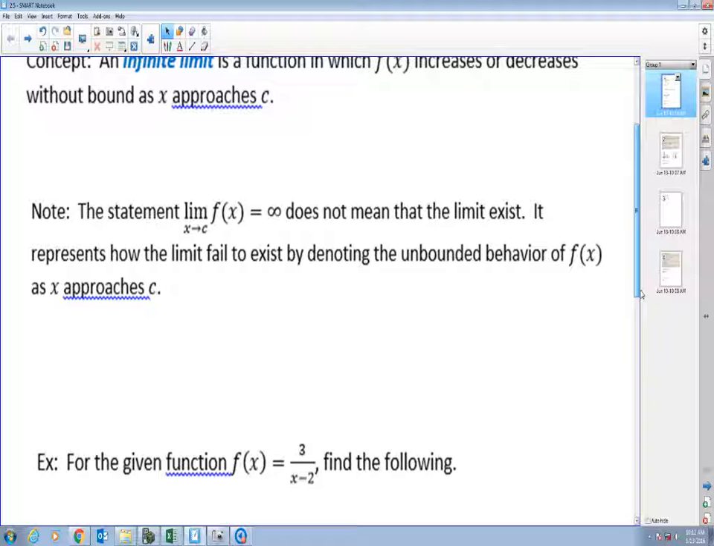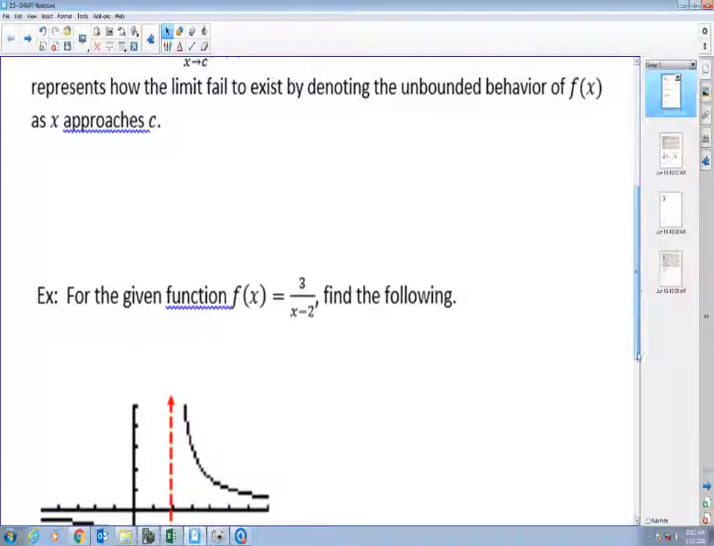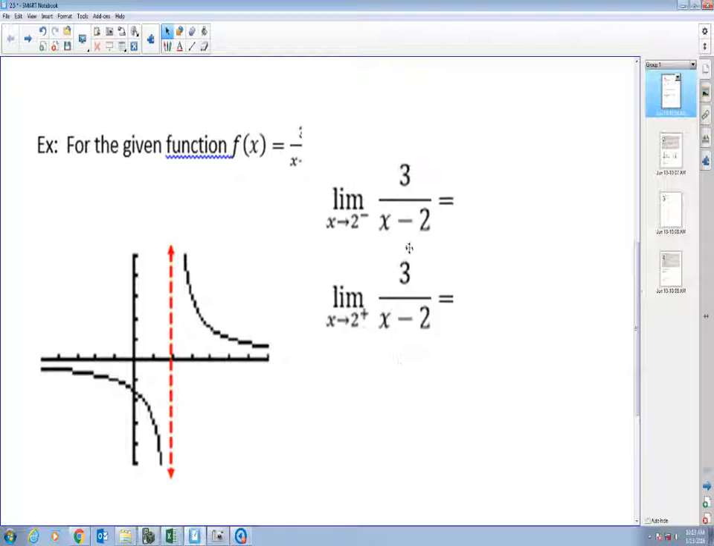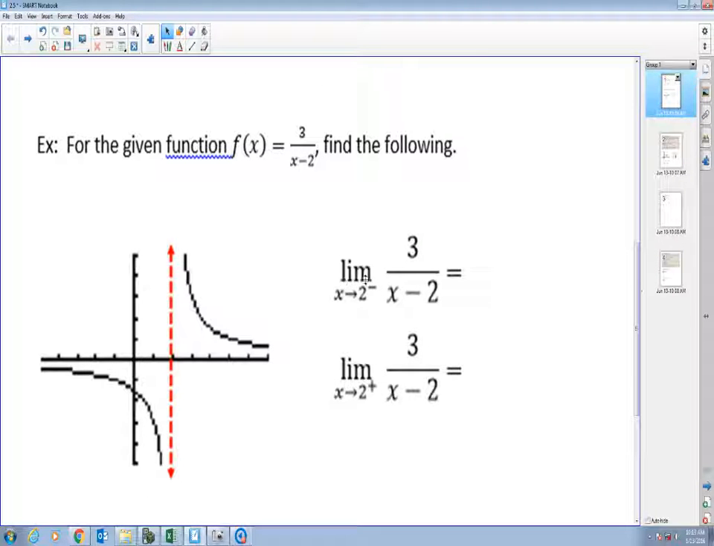So for example, I already grabbed this function for you as well. If I have a function 3 over x minus 2, find the following: I want to find the limit as x approaches 2 from the left side and from the right side. I already drew this picture for you. This vertical line here is my vertical asymptote at x equals 2.